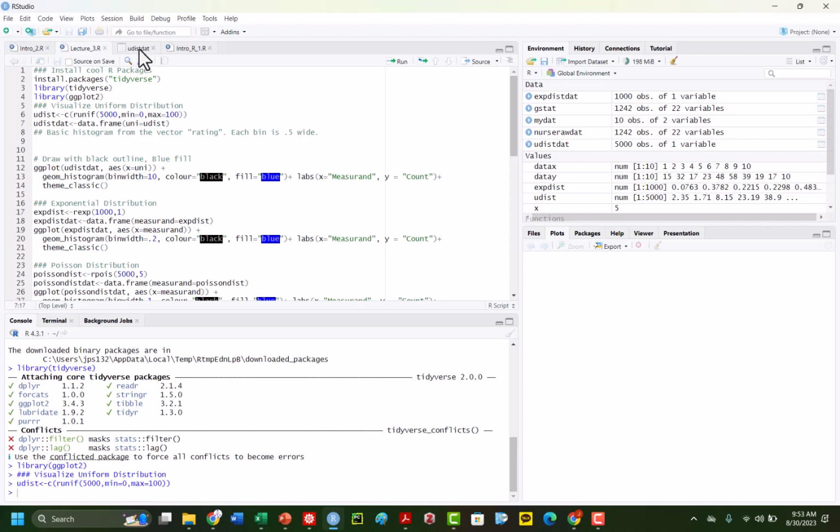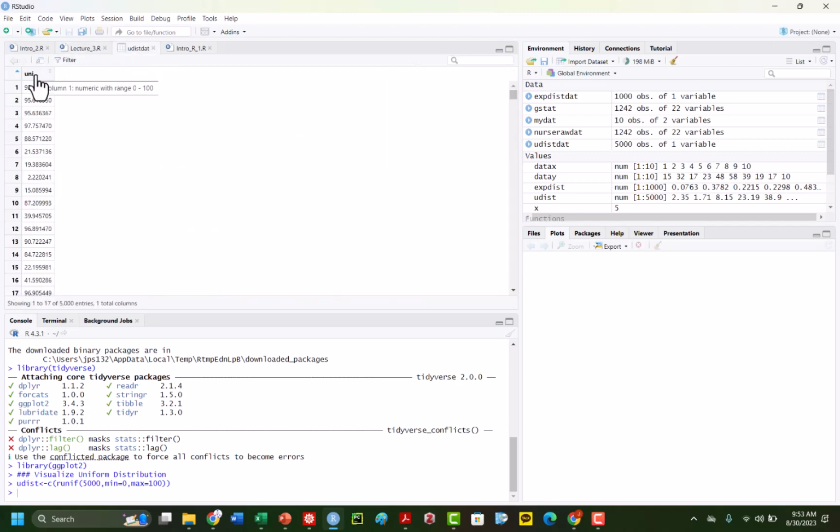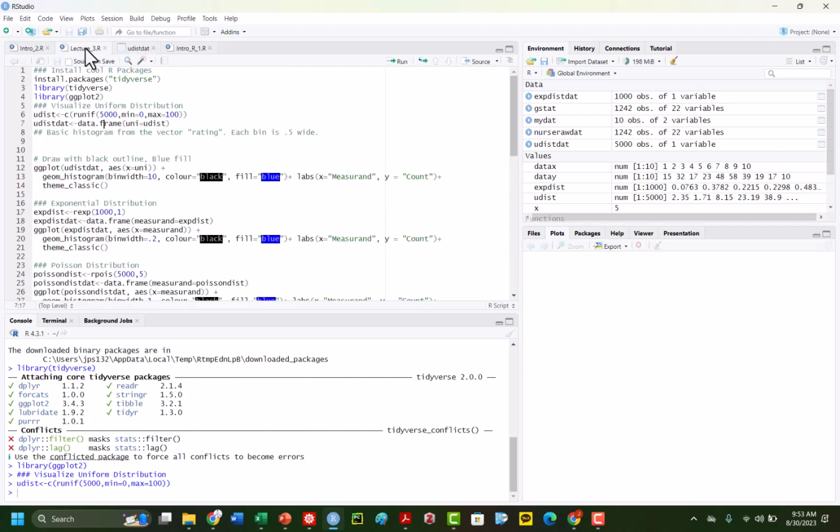And then if you look here, all I'm doing in the data frame is taking this U distribution, which is just numbers, 5,000 numbers from 0 to 100. But I could frame it and give it a column header. And that's going to be helpful because when we plot, we're going to use ggplot.